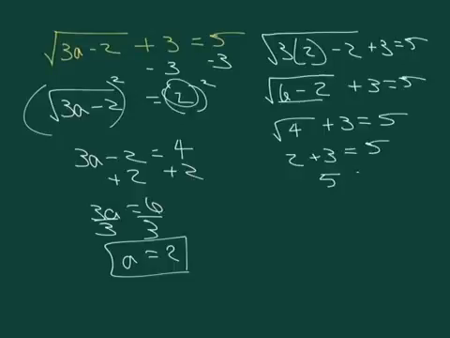Okay, so 5 equals 5. So it checks. Okay, so 2 is the solution set to this. So middle of page 575, it gives you how to solve equations.